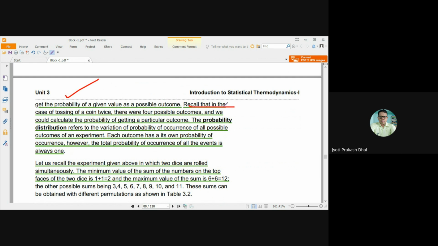Recall the case of tossing a coin twice, where there were four possible outcomes. If we can calculate the probability of getting a particular outcome, the probability distribution refers to the variation of probability of occurrence of all the outcomes in the experiment.